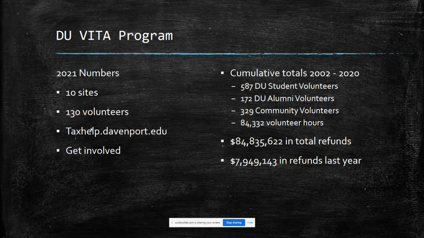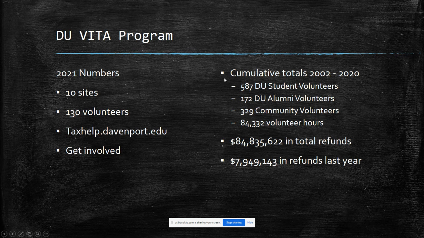But we have 10 different sites in the Kent and Ottawa County areas. We have over 130 volunteers this year, which is awesome. Many of them are community member volunteers. There is still time to get involved if you want to help with this program. You do not need to be an accounting or finance professional. You just need to pass the certification test by the IRS. Davenport has a ton of training resources that we use to help volunteers get through the certification process.